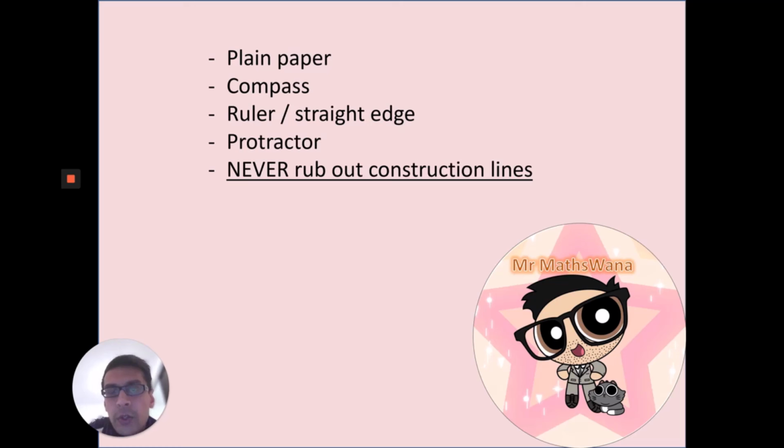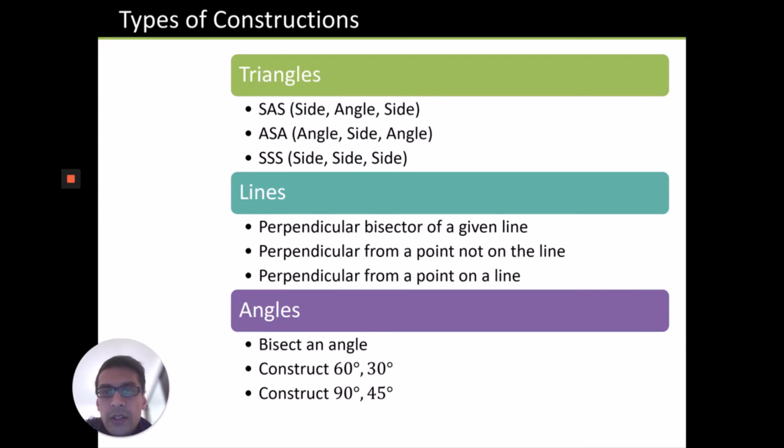So make sure you are practicing on plain paper. Lots of these questions don't require worksheets. You can just sketch out the question and then construct it accurately. You need a compass, ruler, protractor, and like I said, don't rub out the construction lines. So we're going to start with triangles, then we're going to look at lines, and then angles at the end.